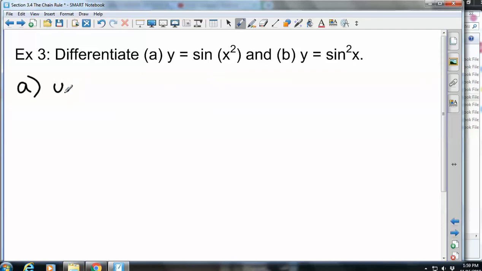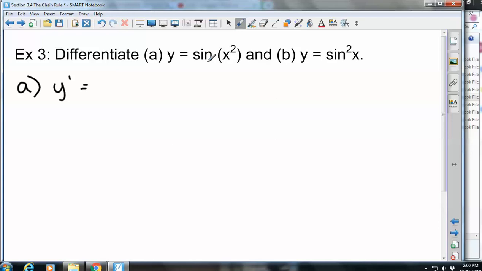If I'm looking at this one, the first one, what's the outside function? That's your inside. Okay, when I talk about inside and outside, inside is the thing you do first. So if you're going to plug a pi in here, are you going to do sine of pi or are you going to square it first? On this one, you would square it first. So the squaring is your inside. So the sine is our outside.